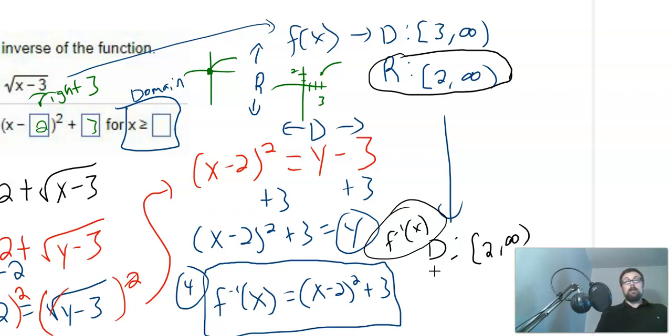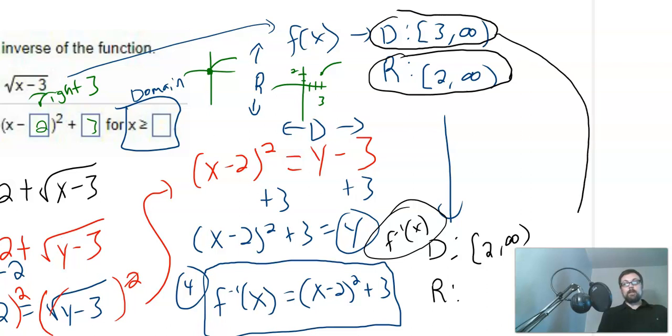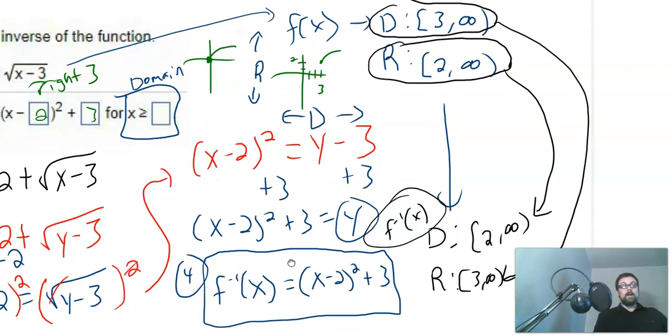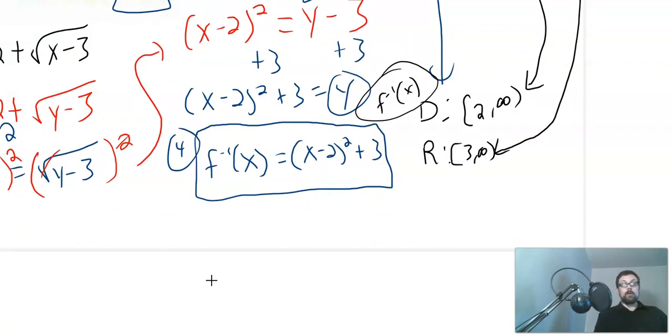And then, how do I want to say this? The domain of the original function should become the range of my inverse function. So my range should become 3 to infinity. All right. So drawing arrows here, these should have switched places. The domain should become the range of the inverse. The range should become the domain of the inverse. Now, what is the domain and range of our inverse function?